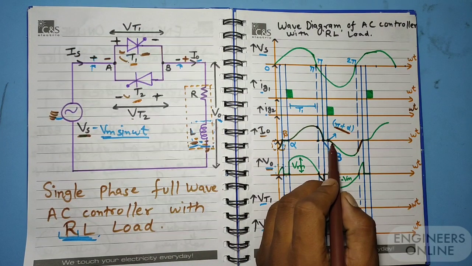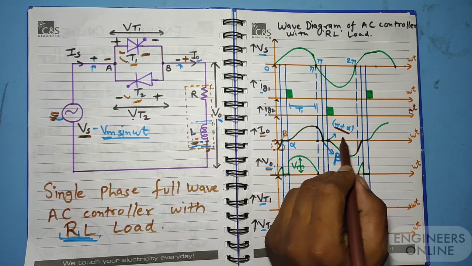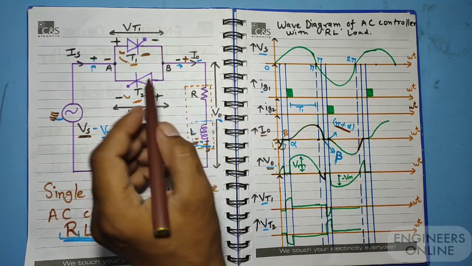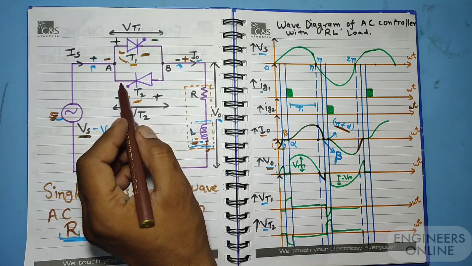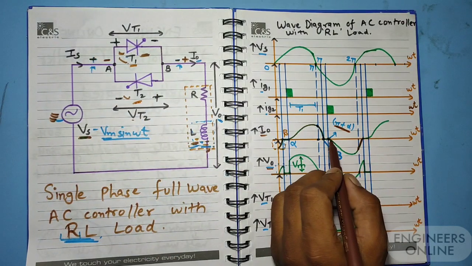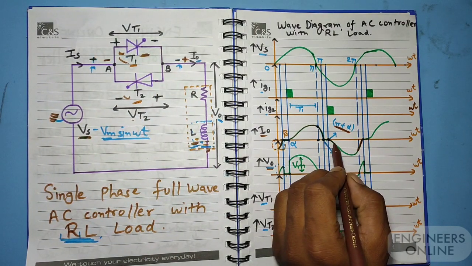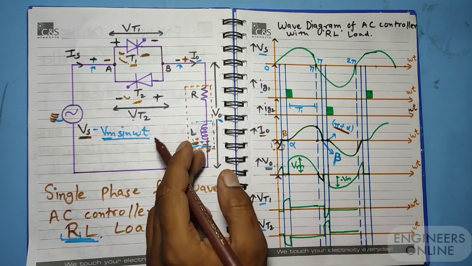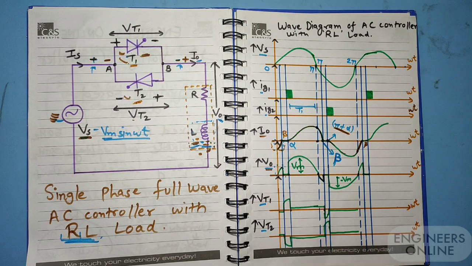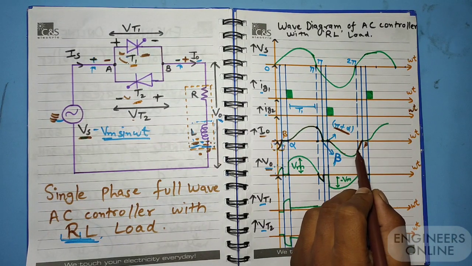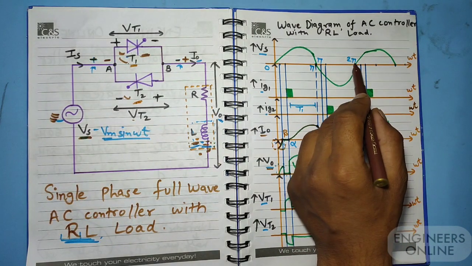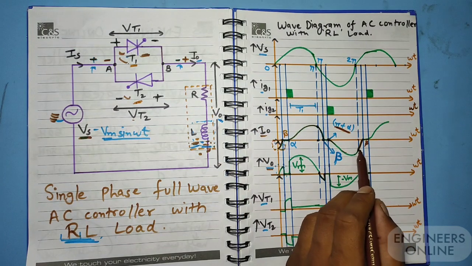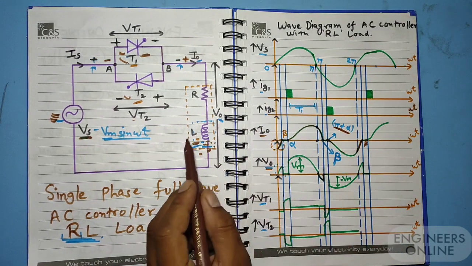Now after pi plus alpha we trigger T2. T2 will start to conduct after triggering. So here we can see that current starts to flow, and as the current is flowing, the inductor is also charging itself. As you can see here also, the current didn't go to 0 when the source voltage is 0, because there is some charge stored in this inductor.